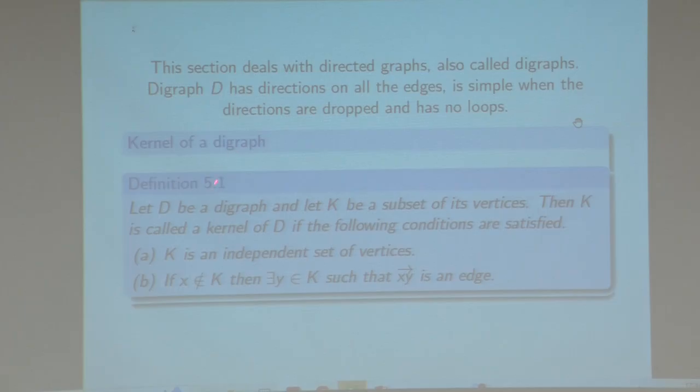That is the definition of kernel of a digraph. So, a kernel is an independent set. That means between every two vertices in the kernel there is no edge. And if x is outside K, then there is a y in the kernel such that you can go from x to y. So, from every vertex which is outside, you can jump into the kernel.